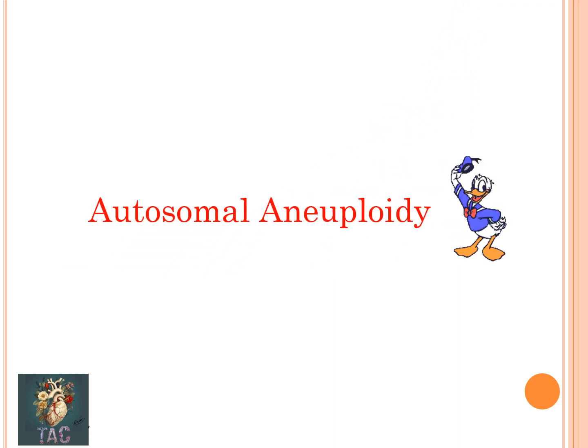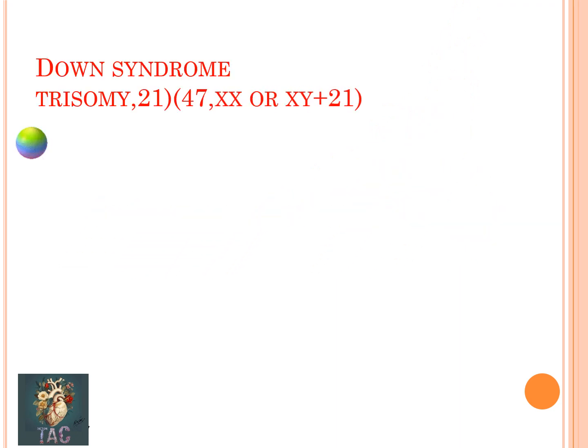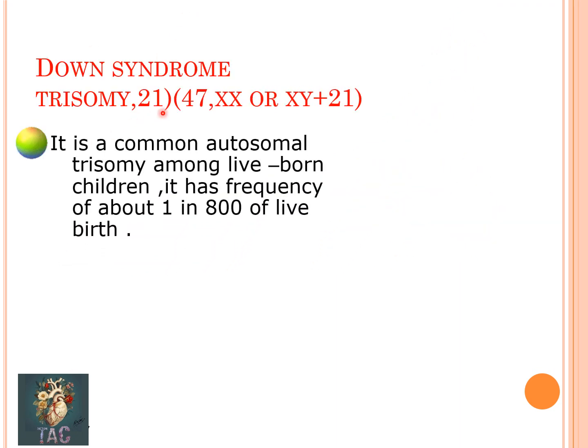So among the autosomal aneuploidies, first is Down syndrome. Down syndrome is trisomy 21. It is 45,XX or XY plus 21. So a Down syndrome patient may be a female, or a Down syndrome patient may be a male.